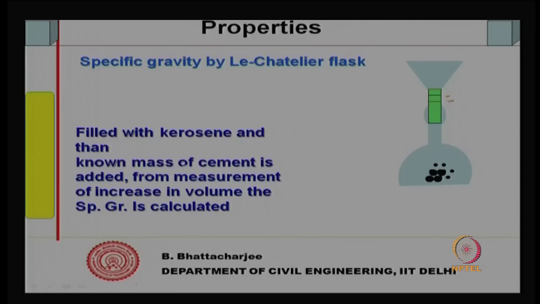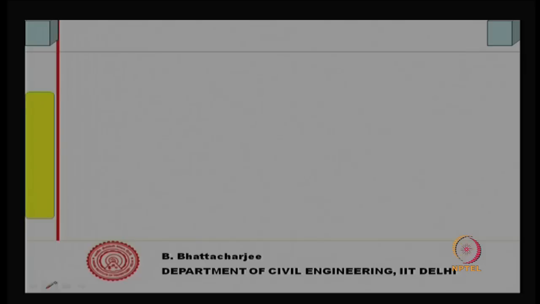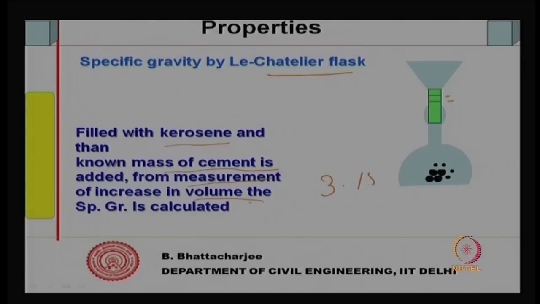So, what you are doing, first this Le Chatelier's flask is filled with kerosene, then a known mass of cement is added, and the increase in volume is found out, by driving out all the air bubbles. So, you find out how much is the increase in volume by putting these solids in the flask, which was filled with liquid like kerosene before. So, the volume of these particles is measured, its mass is known, specific gravity can be found out. Typically, it is 3.15, or close to 3.15.